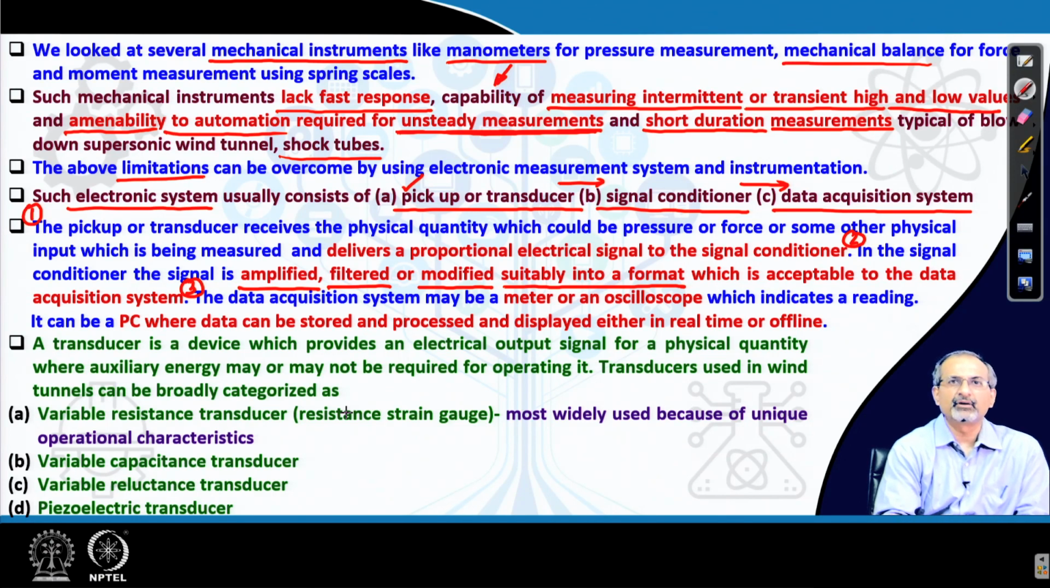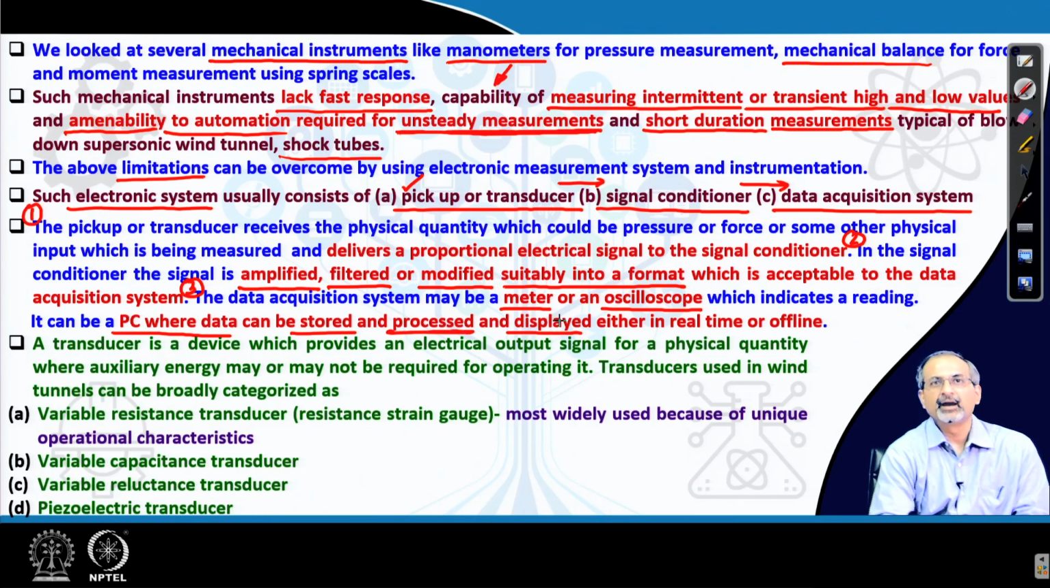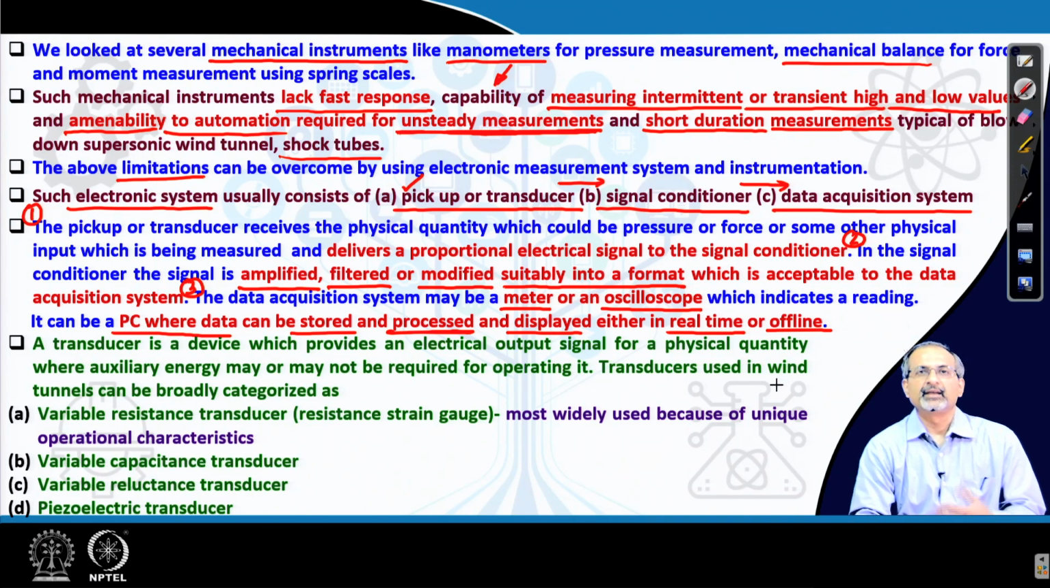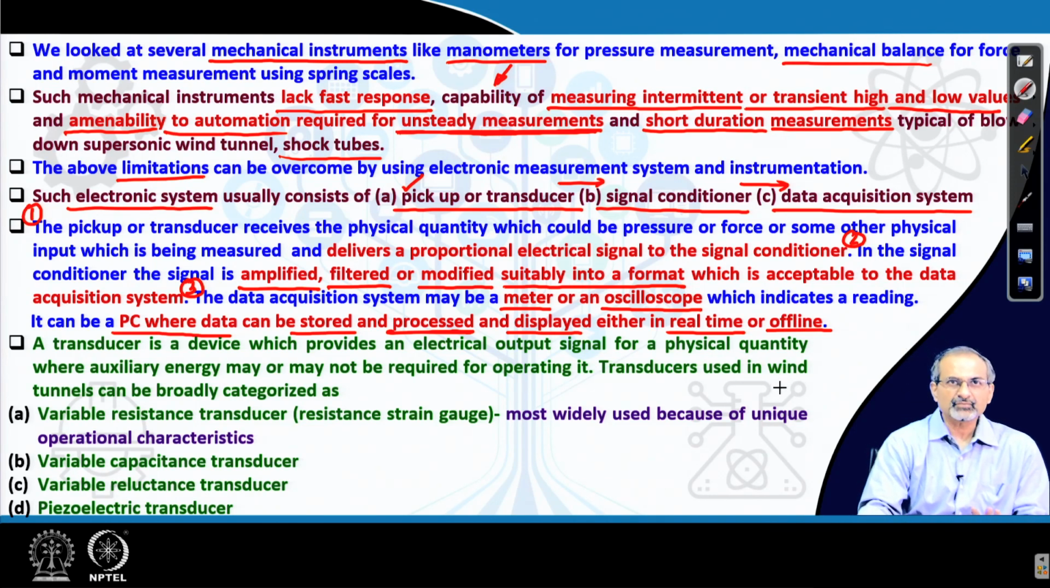It may have different forms. It may be a meter which records the reading and displays it. It may be an oscilloscope showing the wave pattern. It may be a PC where the data gets stored, saved, and the data can be processed further and displayed. Either it may happen real time, you can see it as it happens, or it happens after the experiment takes place and you have time to do all that. Only thing is that you need to take care that the data is adequately stored. The processing, the displaying can happen later. So, that is the offline approach.